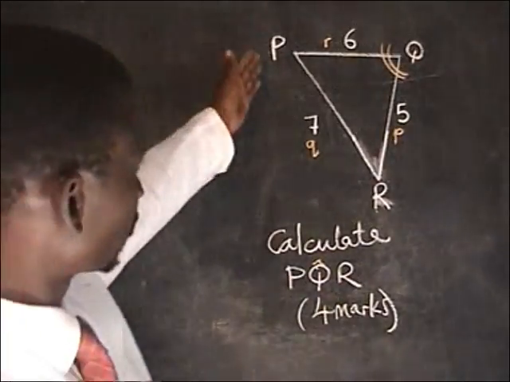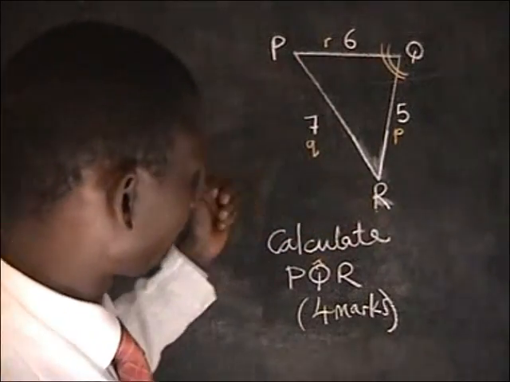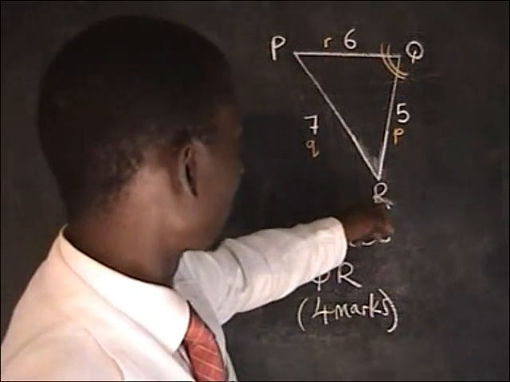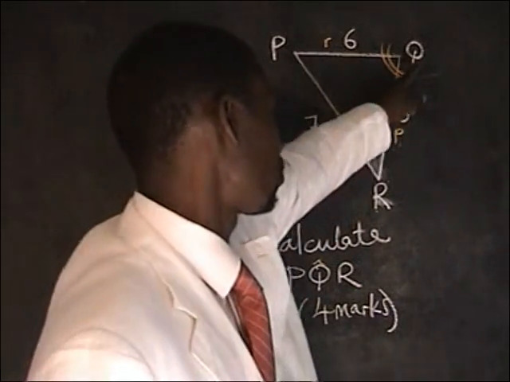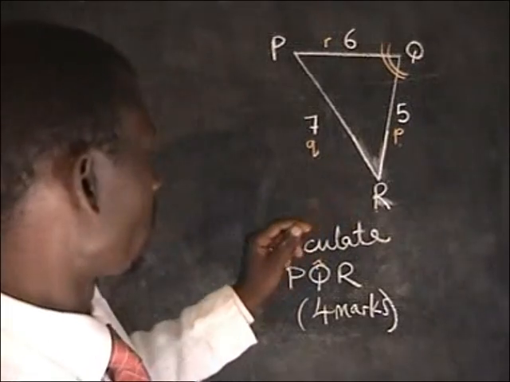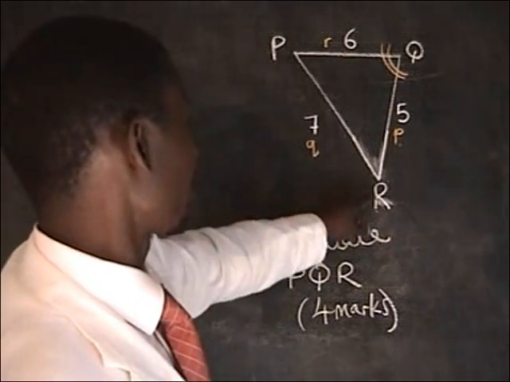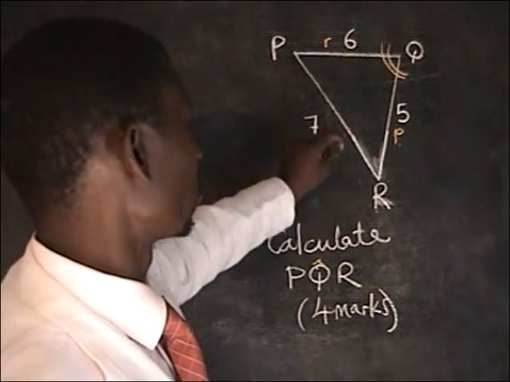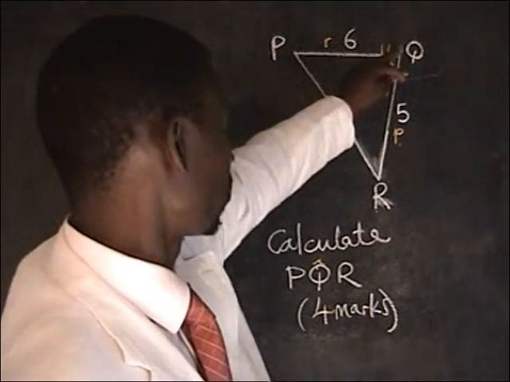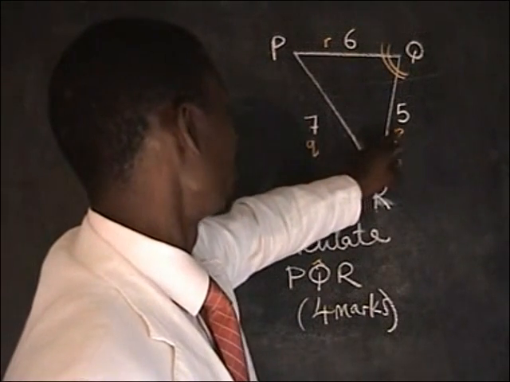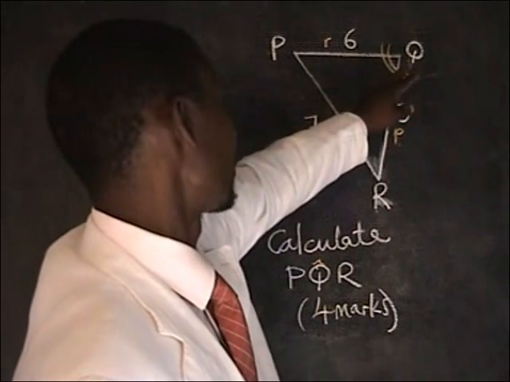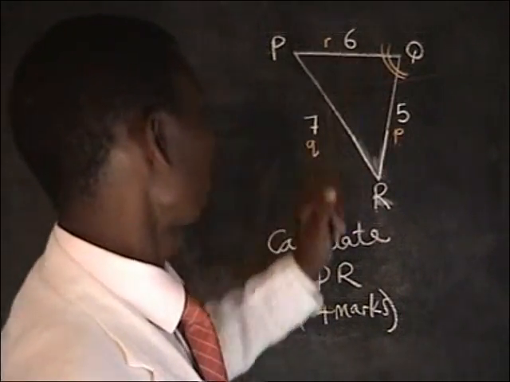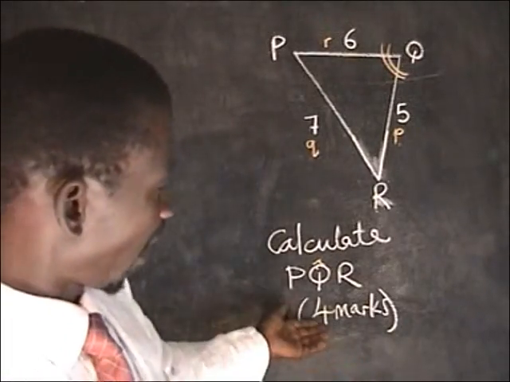Like in this case, what is used is P, Q, and R. In respect to that, opposite to capital R, I have small r; opposite to capital P, I have small p; and opposite to capital Q, I have small q. Meaning that the side PR is now small q, which equals 7. The side QR is small p, which equals 5, whereas the side PQ is 6. I'm sure that is seen.